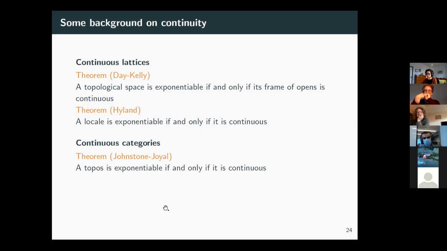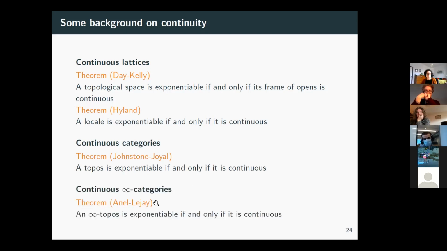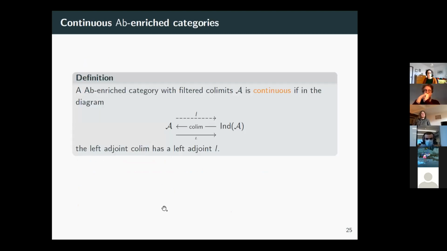And we further have this result for infinity topoi by Anel and Léger, which is that an infinity topos is exponentiable if and only if it is continuous. So we have all of this precedent work. So we will introduce continuous Ind-enriched categories, basically taking the enriched version of this definition by Johnstone and Joyal. And it goes as follows.